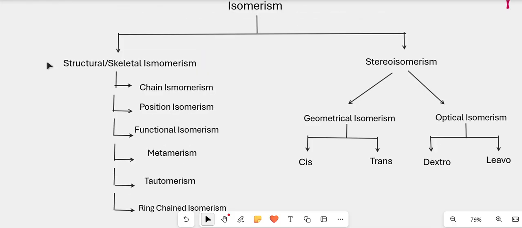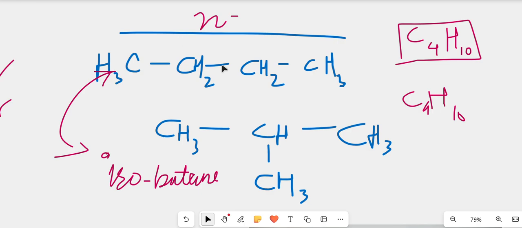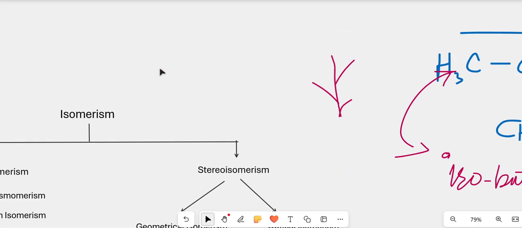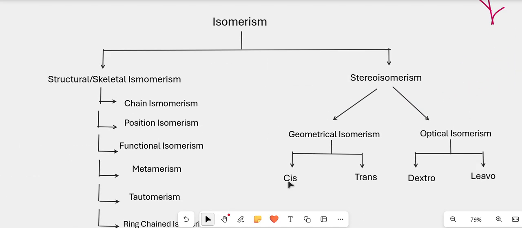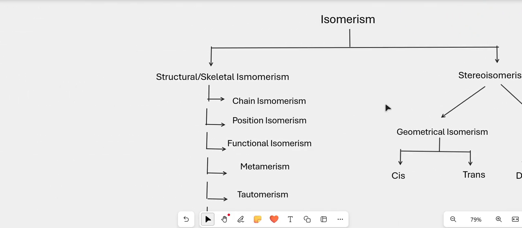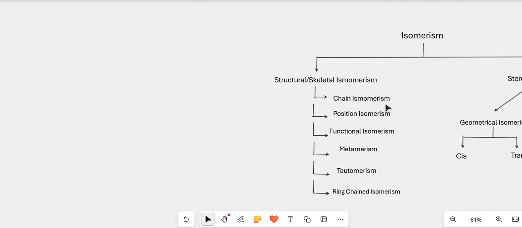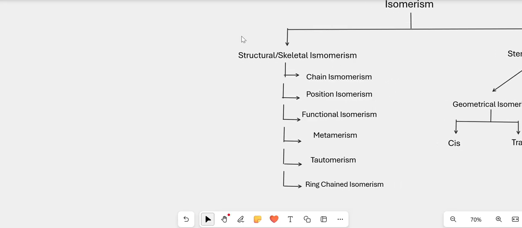You have structural isomerism, in which you have different structural formulas, just as you saw over here. This is n-butane and this is isobutane. And this is stereoisomerism, which we discussed using the examples of these benches and this mirror. Now, let's talk in a bit more detail on the types of structural isomerism.